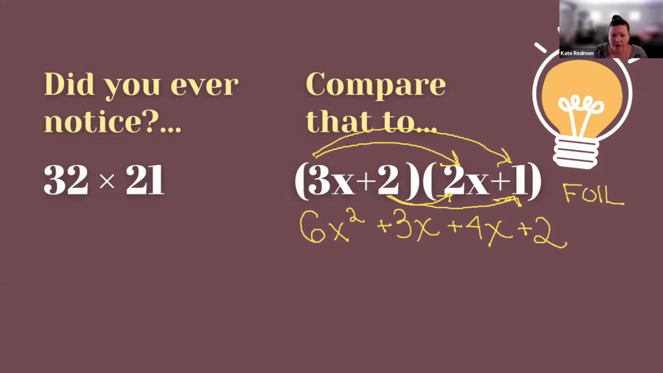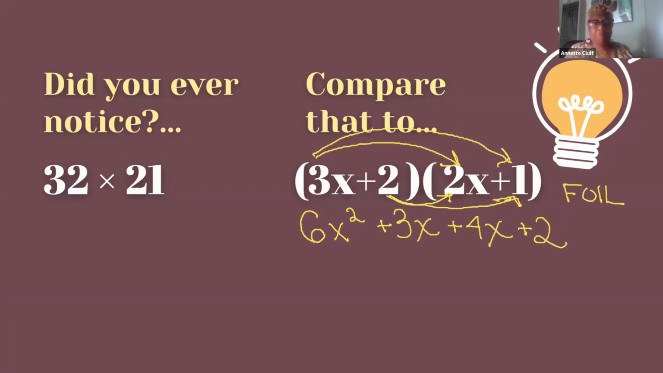I don't say FOIL because I don't like rules that expire. I don't want a different rule for when it has 2 and 2 than when it has 2 and 3, or 3 and 4. I want you to walk away with this: no matter how many terms are in the first grouping and the second grouping, as long as you pass out every term in the first grouping to every term in the second grouping, you're going to be okay.